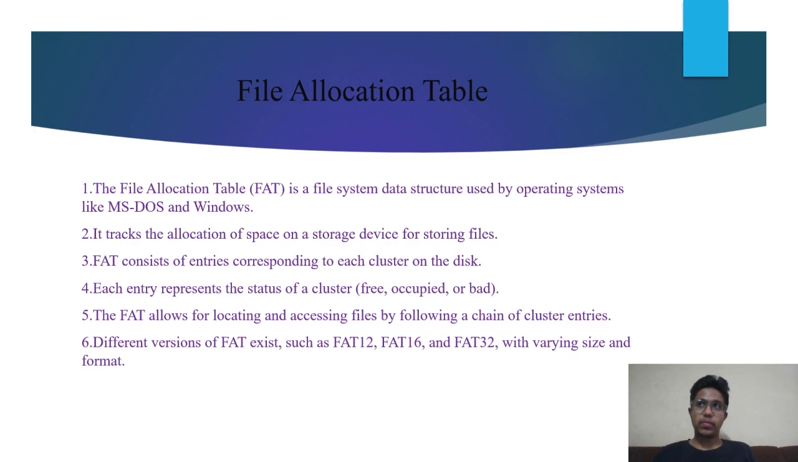Different versions of the file allocation table exist, such as FAT12, FAT16, and FAT32, with varying size and format.